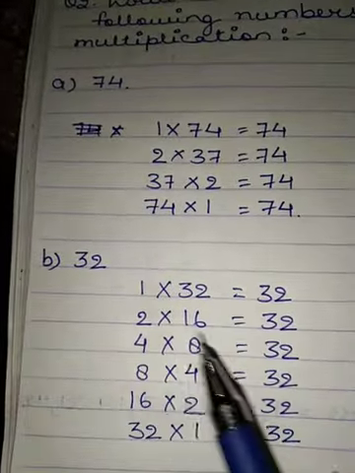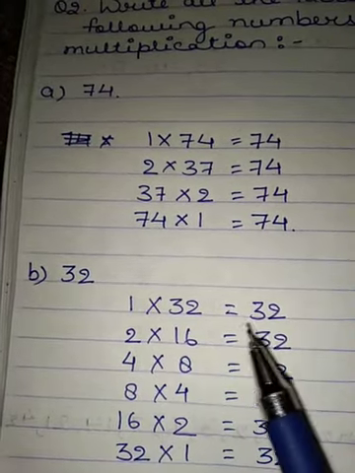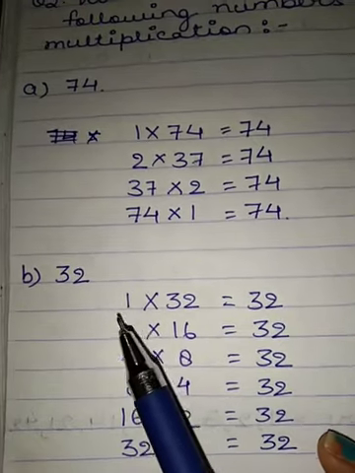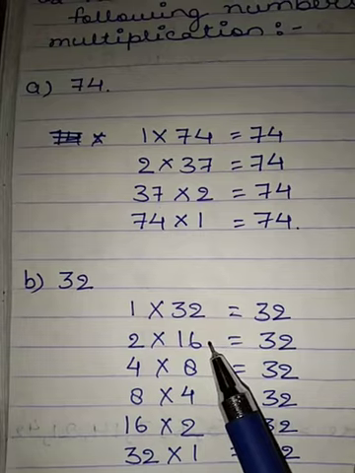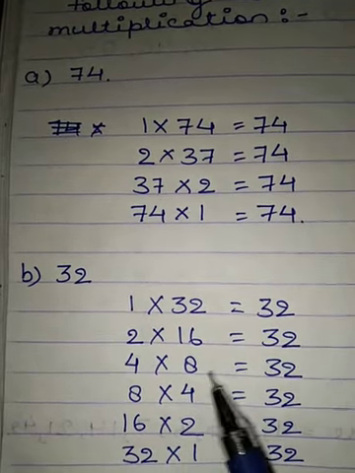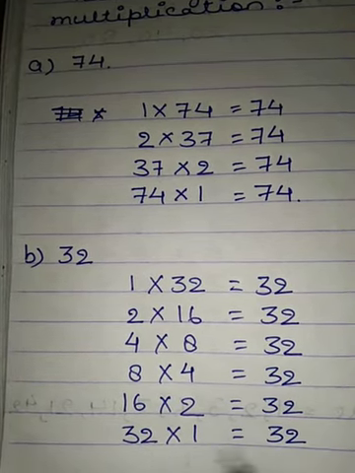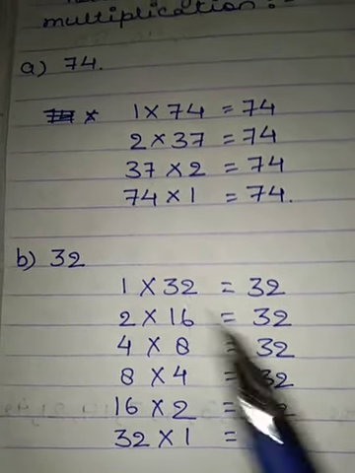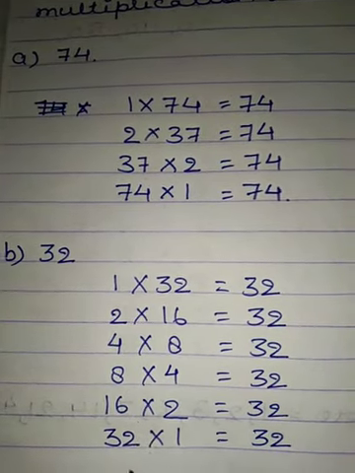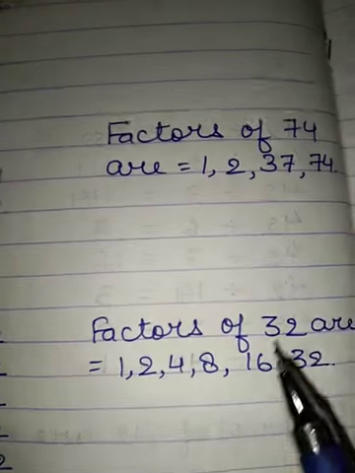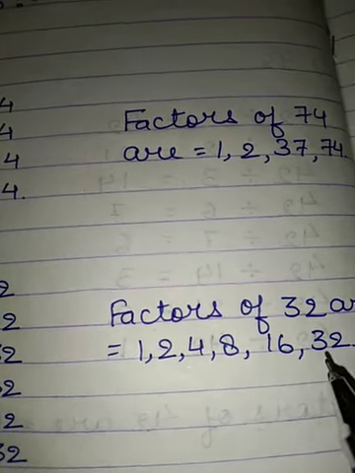Now question number b, 32. So we will find out the tables in which 32 comes. It comes in the table of 1. 1 32s are 32, 2 16s are 32, 4 8s are 32, 8 4s are 32, 16 2s are 32 and 32 1s are 32. So it comes in the table of 1, 2, 4, 8, 16 and 32. So the factors of 32 are 1, 2, 4, 8, 16 and 32.